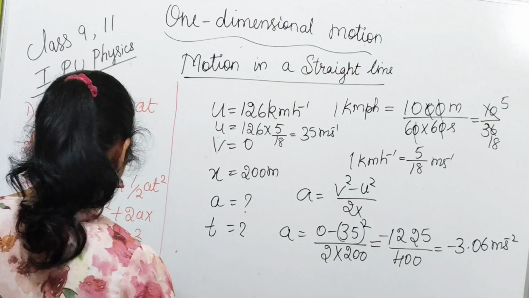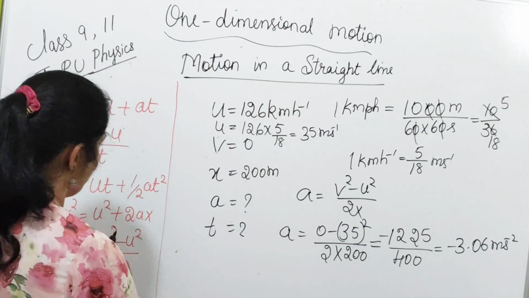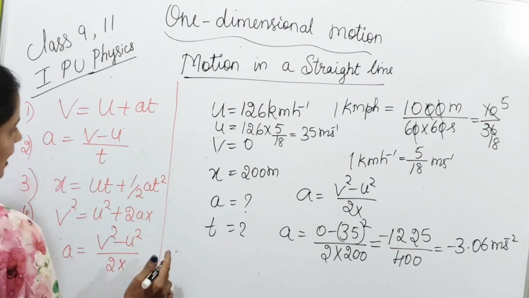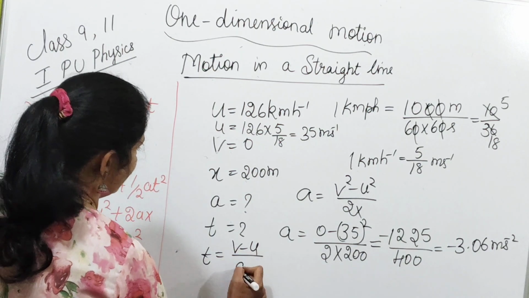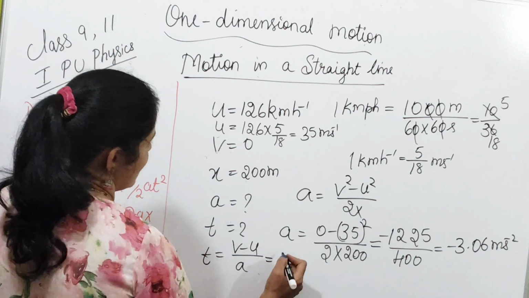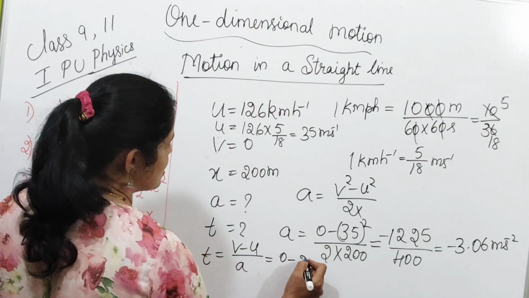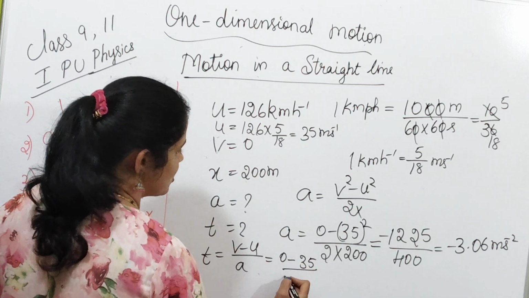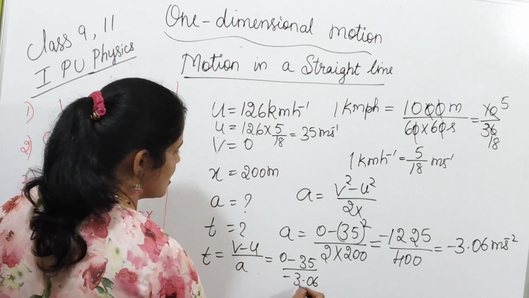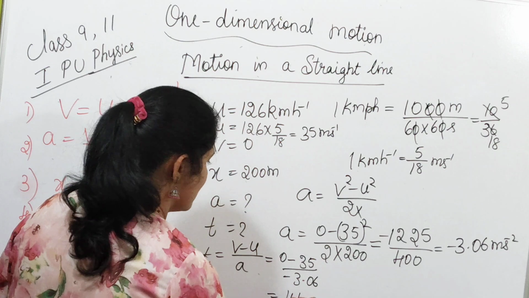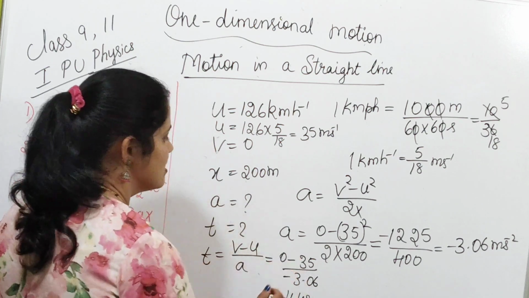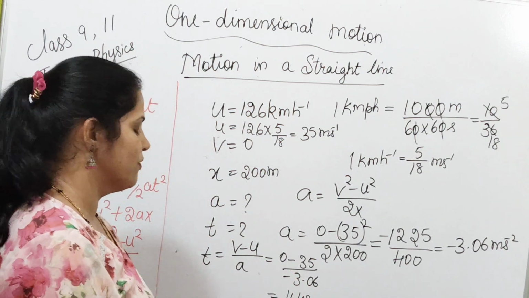Then to find out time, let us use this formula: v minus u by t is a. So therefore t is equal to v minus u by a. Substitute v as 0, minus u is 35, divided by acceleration minus 3.06. On solving, you will get 11.4 second. Minus minus cancel, which is 11.4 second.